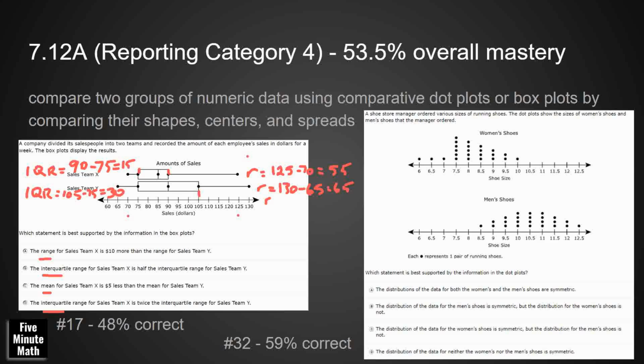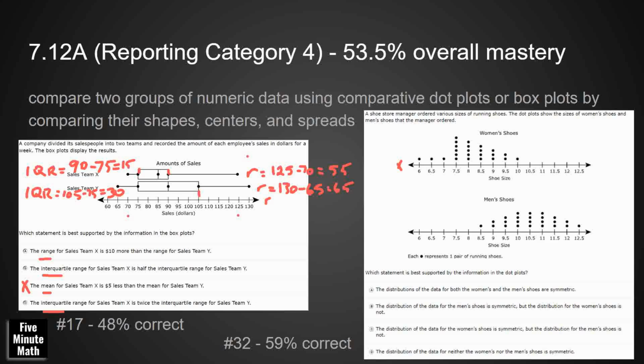Mean, I can't solve for the mean. I don't actually have numbers here. I have the summaries of the numbers. I could find the mean of this problem over here because I can calculate how many times each number shows up, but I can't calculate the mean. So it's not that one. I don't know if there's a thousand numbers in each of these sales teams or there's 10 and they divided it. So I can't calculate the mean.